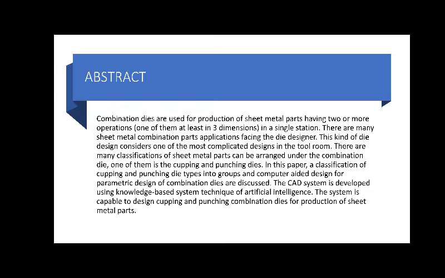There are many classifications of sheet metal parts that can be arranged under the combination die. One of them is the cupping and punching dies. In this presentation, a classification of cupping and punching die types into groups and computer aided design for parametric design of combination dies are discussed. The CAD system is developed using a knowledge based system technique of artificial intelligence. The system is capable of designing cupping and punching combination dies for production of sheet metal parts.